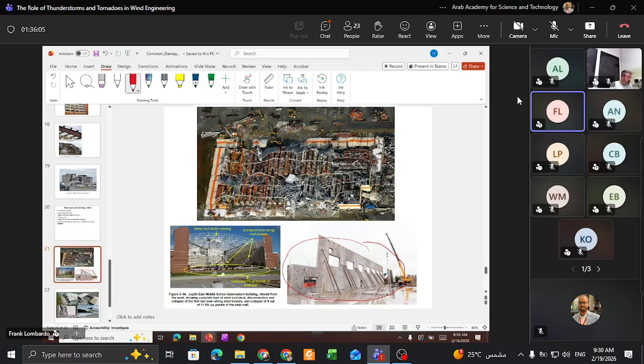You also see similar construction in gymnasiums. So this is a gym here. Again, a gym has to be a large open space by design, and so you have this wall collapse here. You can see the metal roof trusses here. A couple of trusses have actually collapsed. The same thing happens in these cases.